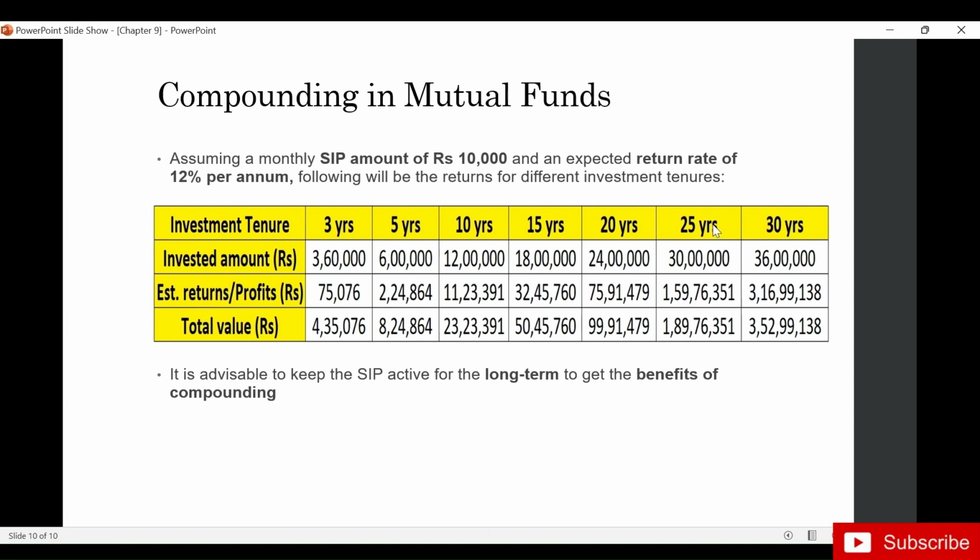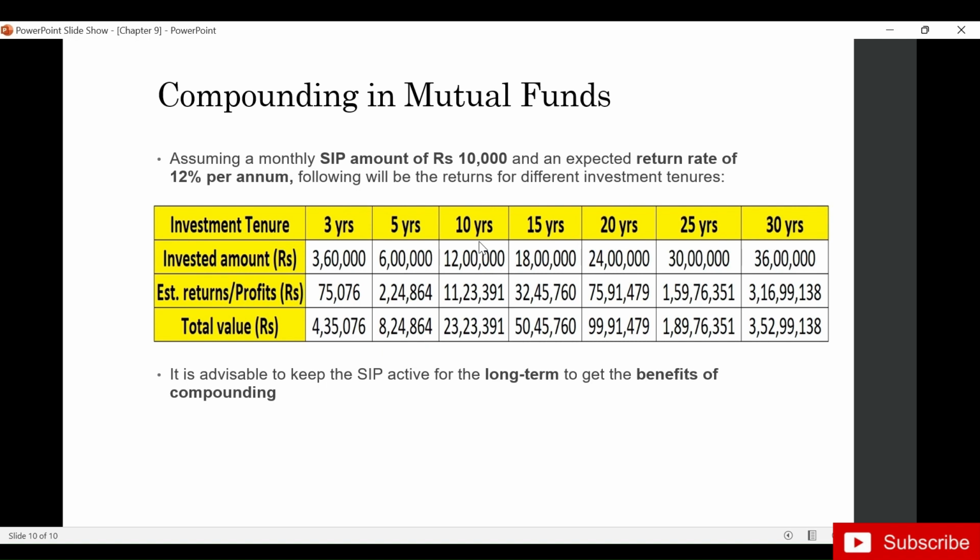For investment tenure of 25 years, the invested amount is 30 lakh, and the estimated returns or profits are rupees 1 crore, 59 lakh, and 76,000 approximately. For investment tenure of 30 years, the invested amount is 36 lakh, and the profits are 3 crores, 16 lakh, and 99,000 approximately. So, as you can see from this table, the benefits of compounding are a lot higher when the investment tenure is more.